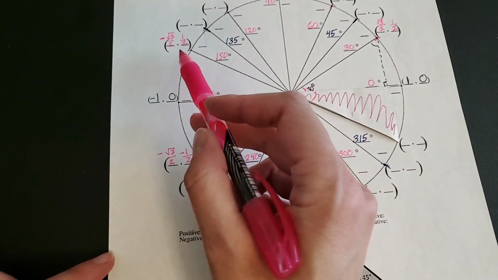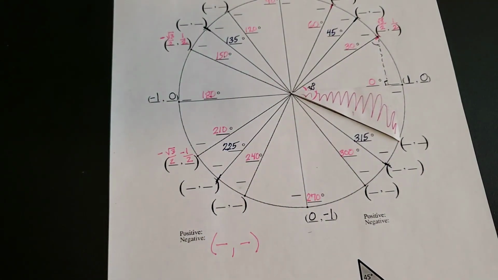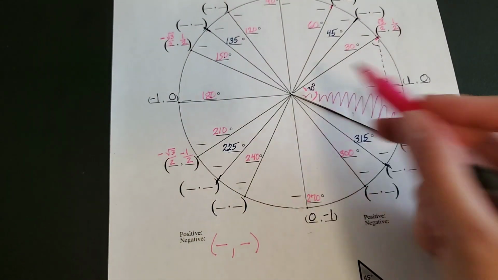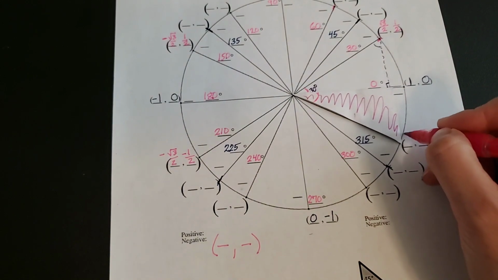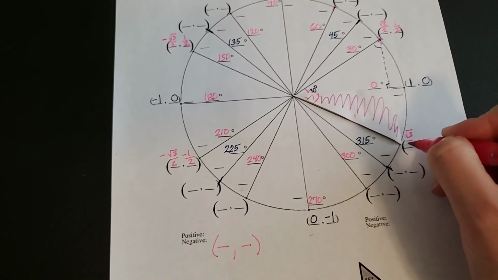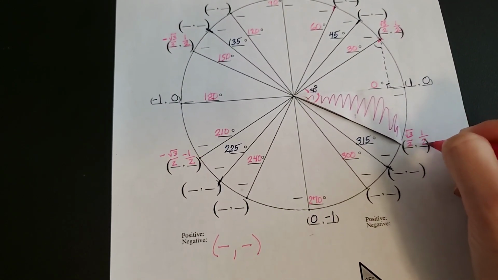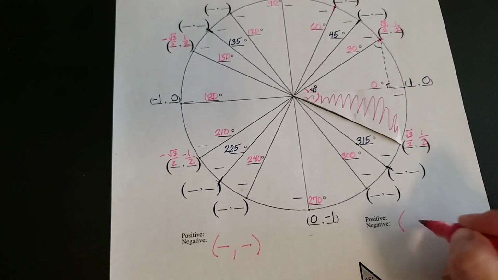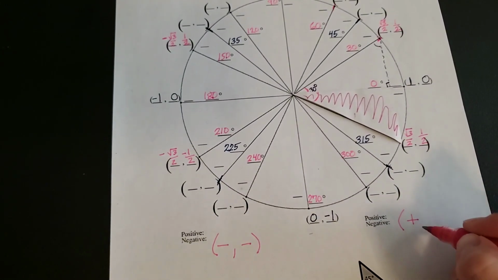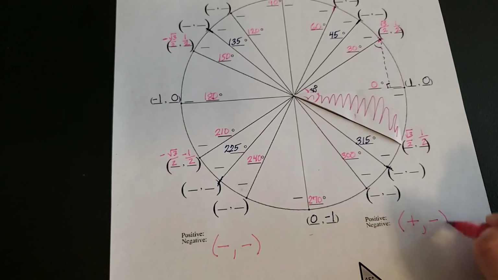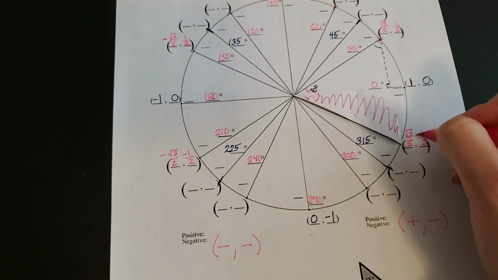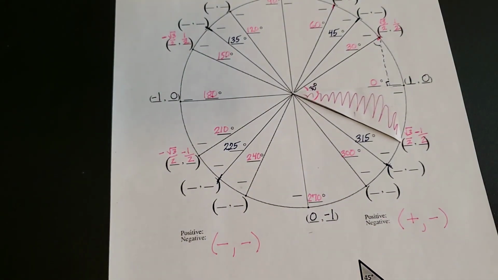All 4 of these angles have the same reference angle. They are 30 degrees away from the horizontal. And because they have the same reference angle, their ordered pair will be the same. But in quadrant 4, the x-coordinate's positive and the y-coordinate's negative. So the ordered pair is √3/2, negative 1/2. Look at that. 4 ordered pairs for the price of 1.